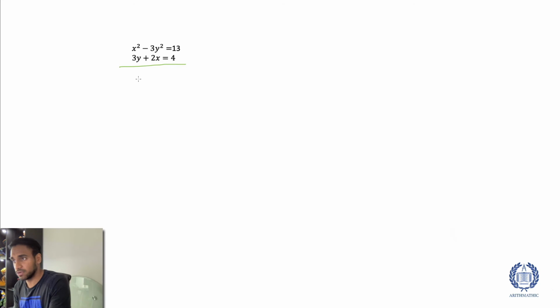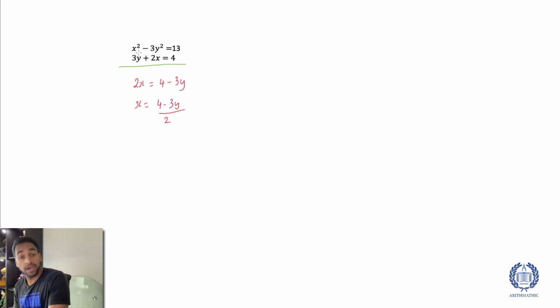So if I take this equation and make x the subject, 2x equals, move the 3y to the right hand side, I have 4 minus 3y. Now remember, because I want x by itself, I'm going to divide everything by 2. So that's going to be 4 minus 3y over 2. So this is what I'm going to substitute into equation 1, right?